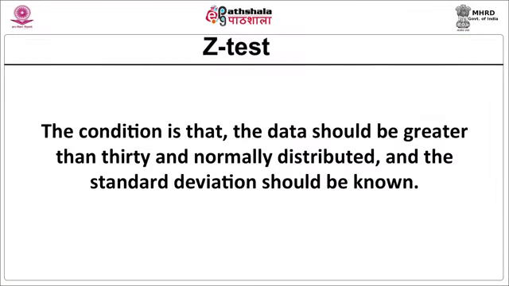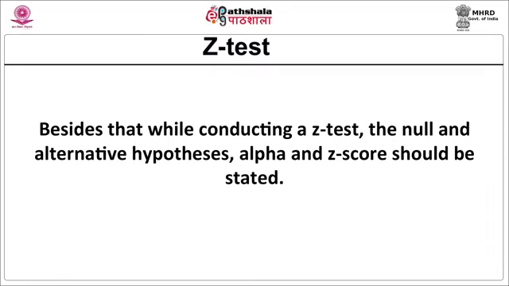The condition is that the data should be greater than 30 and normally distributed, and the standard deviation should be known. Besides that, while conducting a Z-test, the null and alternative hypotheses, alpha and Z score should be stated.